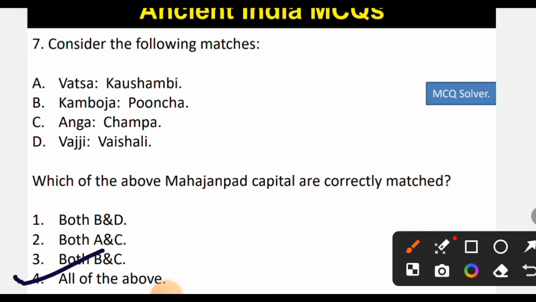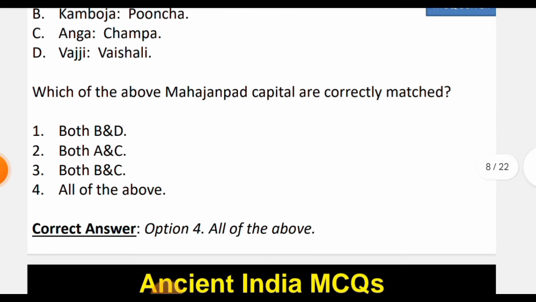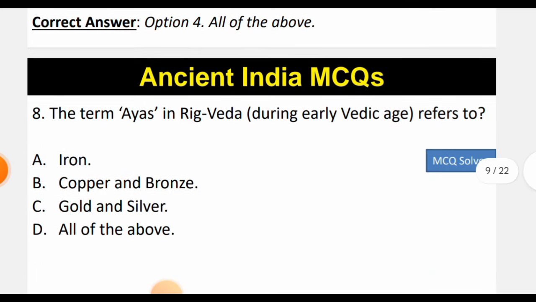So all the above Mahajanpads are correctly matched with their capital city, and during ancient India there were a total of 16 Mahajanpads. So among them Vatsa, Kamboj, Anga, Vajji, these are the Mahajanpads, and their capital cities are correctly matched. So option 4 is the correct option. Now let's move to question number 8.